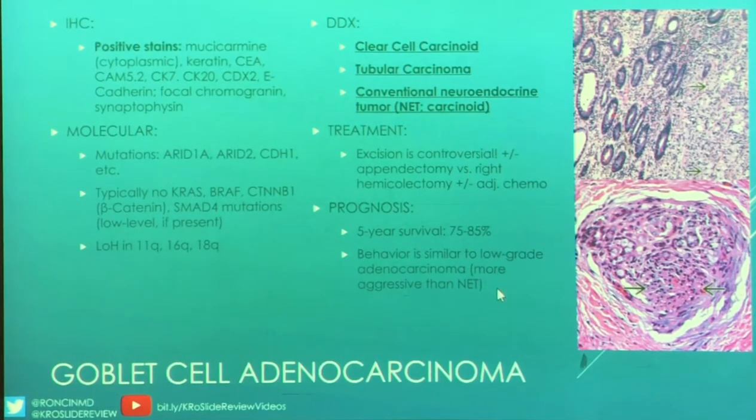And they're somewhere in between a low-grade adenocarcinoma and a neuroendocrine tumor within the appendix. So they're somewhere in between there. So because of the similarity in behavior to the low-grade adenocarcinoma, that's why people would argue for the right hemicolectomy. Okay, but goblet cell adenocarcinoma, another rare entity, and one that I think is really recognizable as soon as you see it.